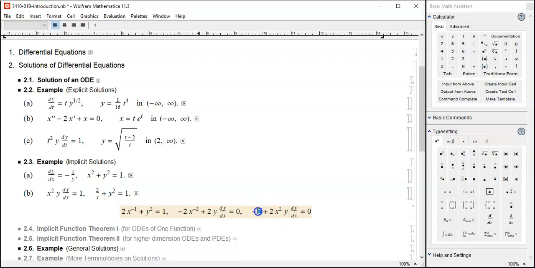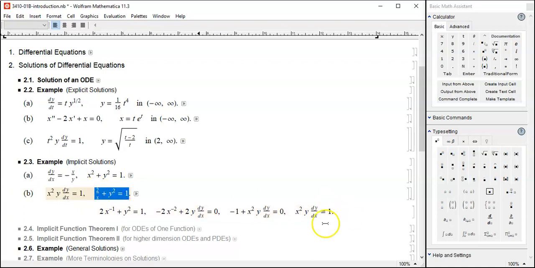And then divide each by 2, then we get that. So flipping one to the other side, we are going to get what we want. Indeed, we got what we wanted. So this is the solution. It's an implicit solution.